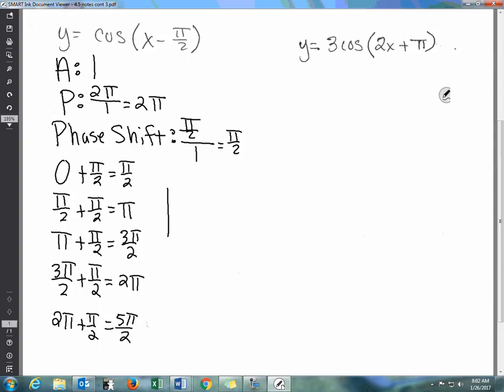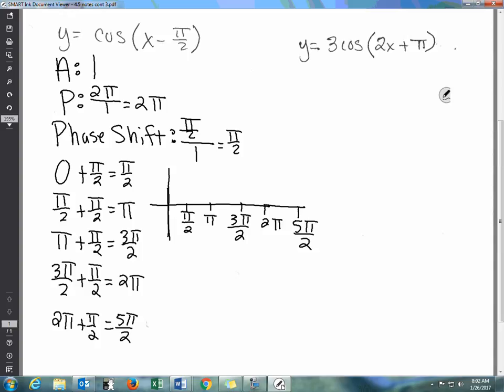Now I'll take those 5 points and plot them along the x-axis. So this is pi over 2. Here is pi. Here is 3 pi over 2. Here is 2 pi. And my last point is 5 pi over 2.